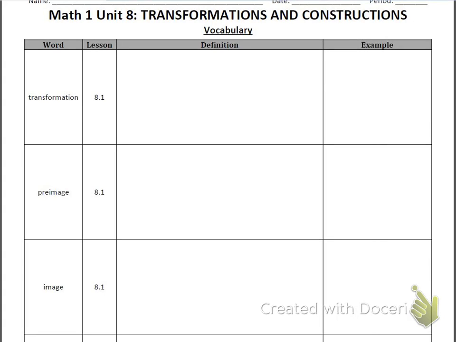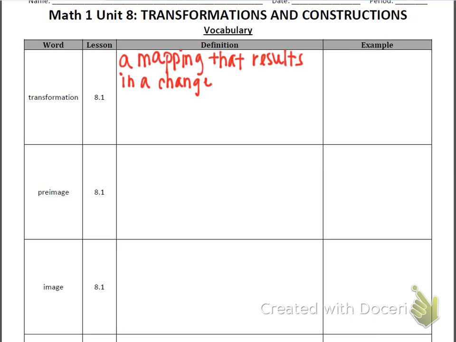So for Unit 8, transformations and constructions, we first need to define what a transformation is. Another word for transformation is mapping, or actually let's say a mapping that results in a change in the position, shape, or size of a figure.